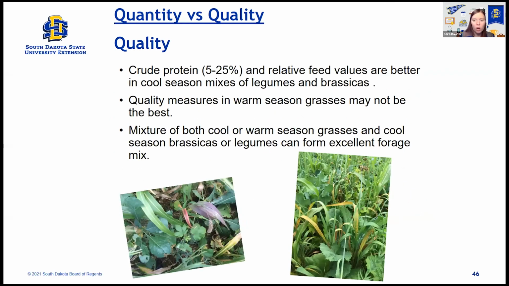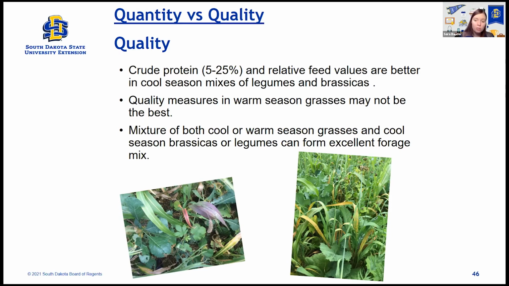And so when we're talking about quality, a few basics to keep in mind is crude protein and relative feed values are usually better in our cool season mixes when we've got legumes and brassicas in them. And those are typically a little bit higher quality feeds. And those cool season mixes with legumes can really help us out. So quality measures in warm season grasses aren't always the best compared to cool season grasses. That doesn't mean you can't graze them. Lots of people do it. It's just in a comparison, if you're trying to make a decision, a lot of times we see the cool season do a little better on the quality side.